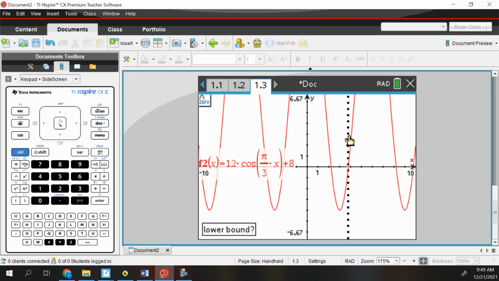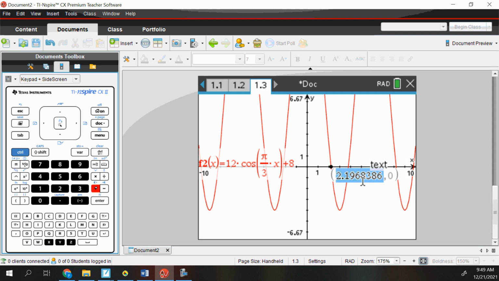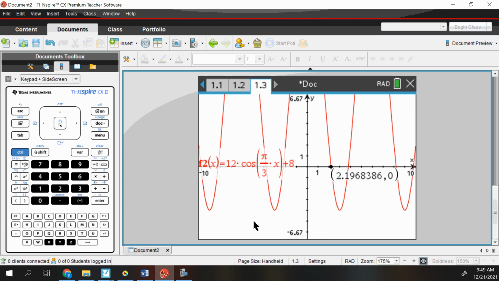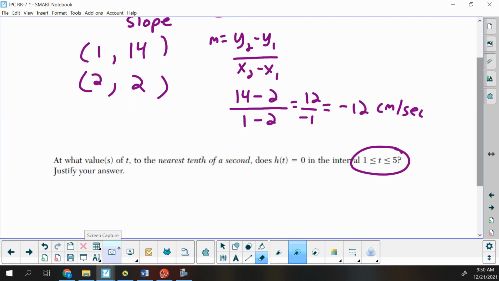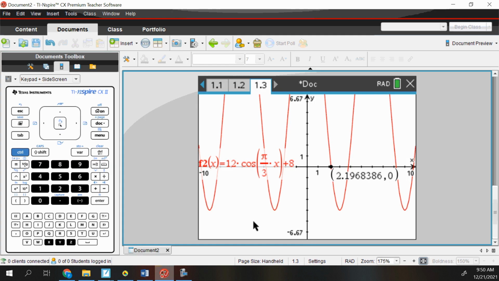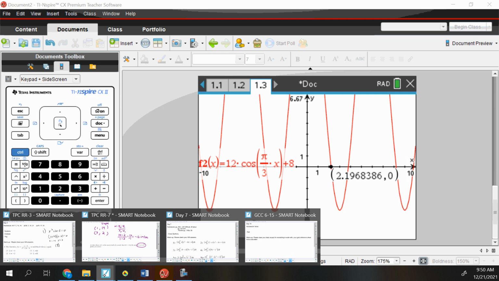So I'm going to find the one that's a little bit after 2 to start out. So lower bound, you need to select left of that. Now it asks for upper bound, select to the right of that, and it gives us our 0. Now if you ever need to see more decimal places, click the x value once and hit plus, and it'll show you more decimal places. They wanted us to round to the nearest tenth. So for this one, we would have 2.2 to the nearest tenth.